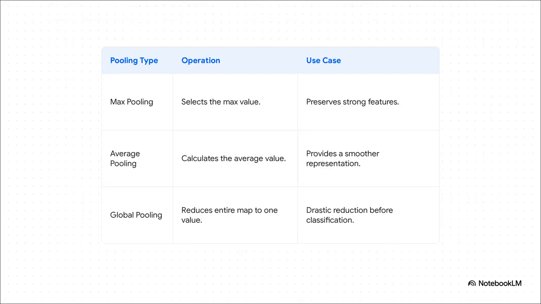So, let's just quickly put these side by side. Think of it like a toolkit. You've got max pooling when you need to preserve those sharp, high-contrast features. You've got average pooling when you want a smoother, more general summary. And you've got global pooling for that final, aggressive summarization right at the end. Each one has a very specific job to do.